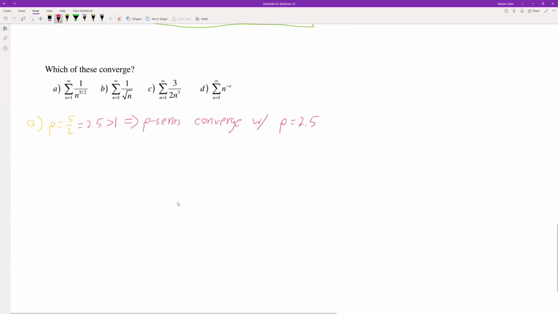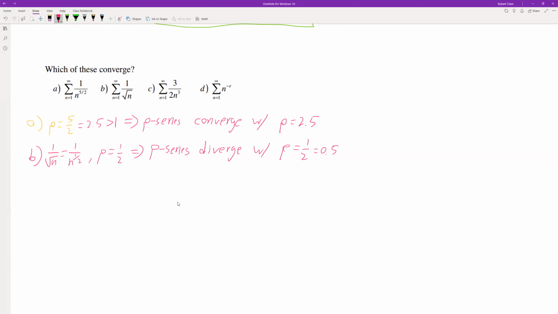Okay, let's look at part B. Now b, in this case, 1 over radical n is 1 over n to the power of 1/2. In this case, p is 1/2, right? So we say p series will diverge with p equal to 1/2 or 0.5, right? Which is less than or equal to 1.